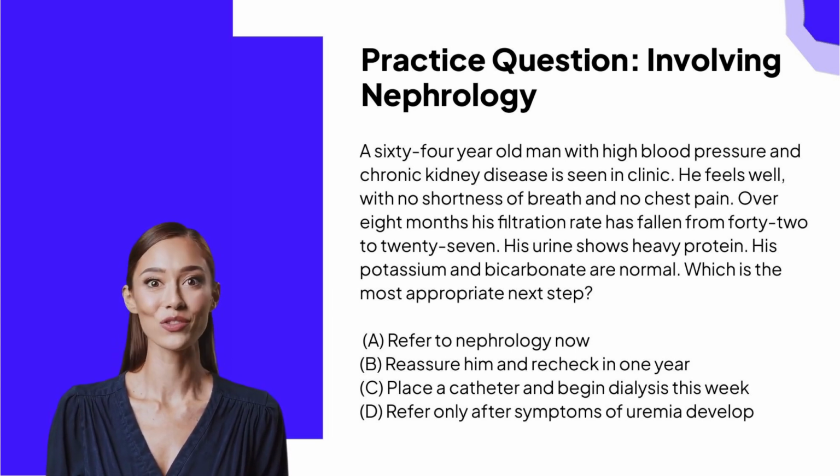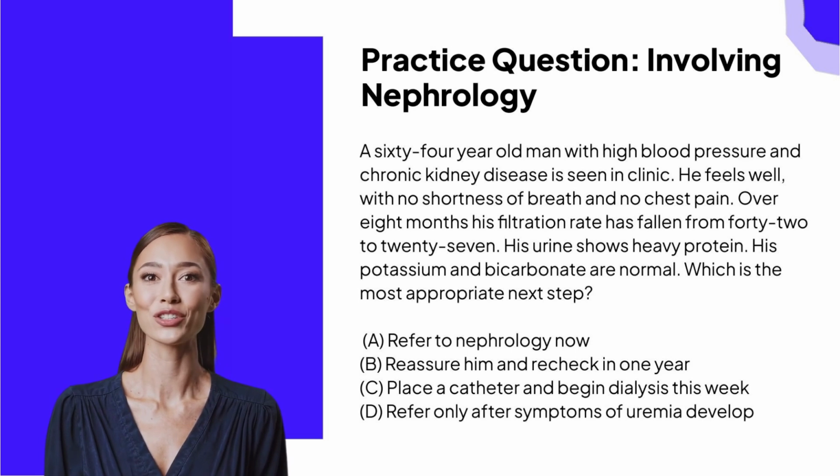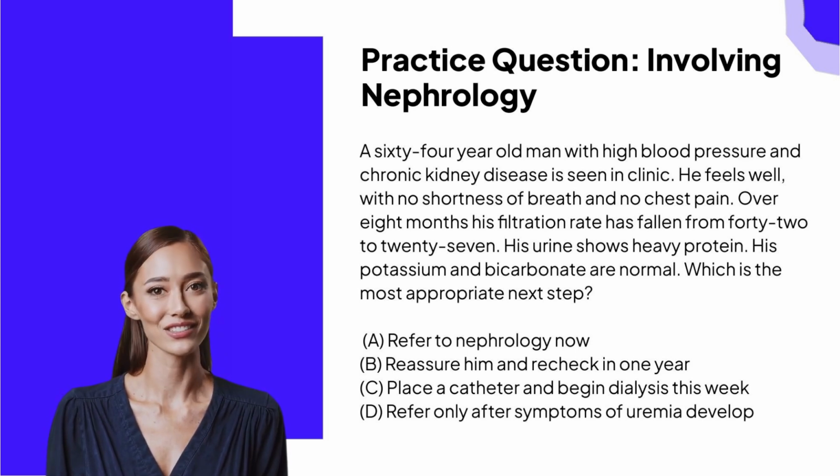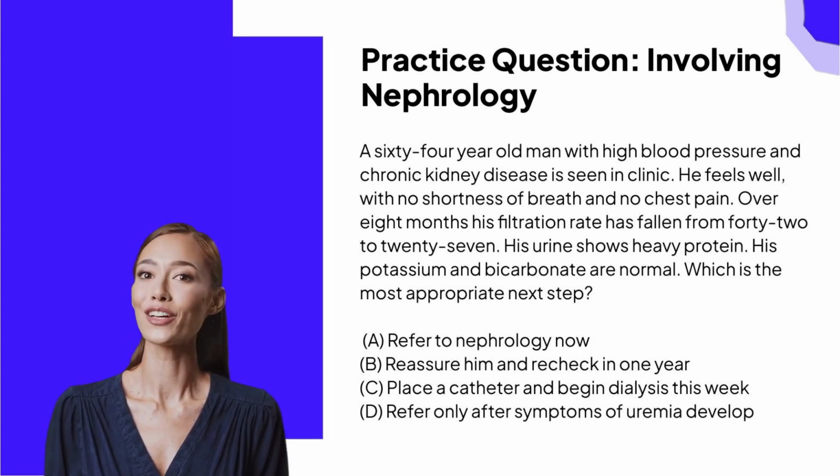A. Refer to nephrology now. B. Reassure and recheck in 1 year. C. Place a dialysis catheter and start hemodialysis this week. D. Refer only after he develops uremic symptoms. Count how many referral triggers he's hit, then ask separately whether anything here starts dialysis. 2 different questions. Make your choice.